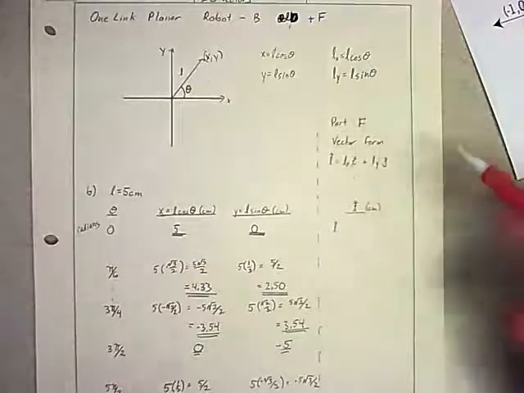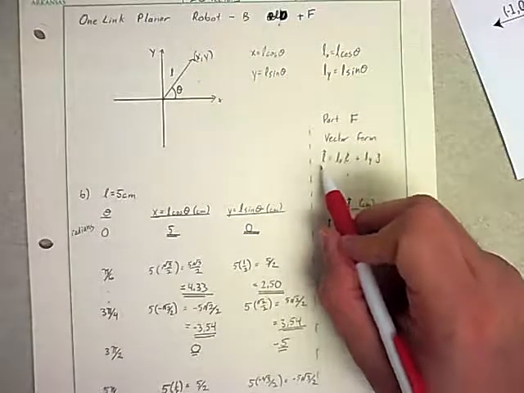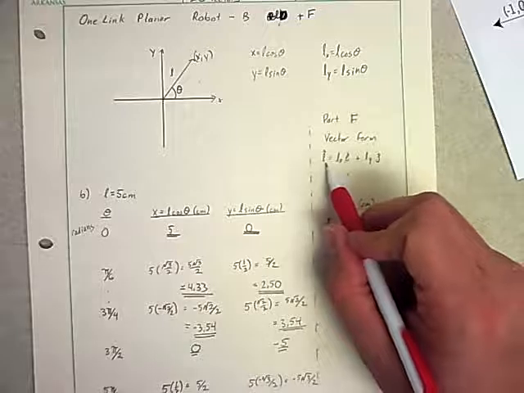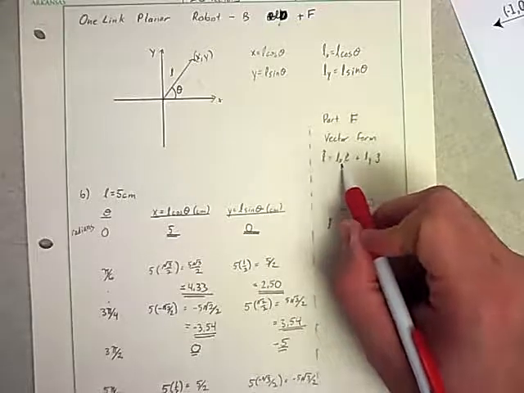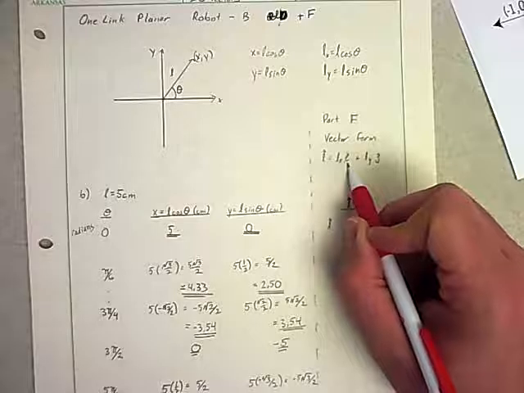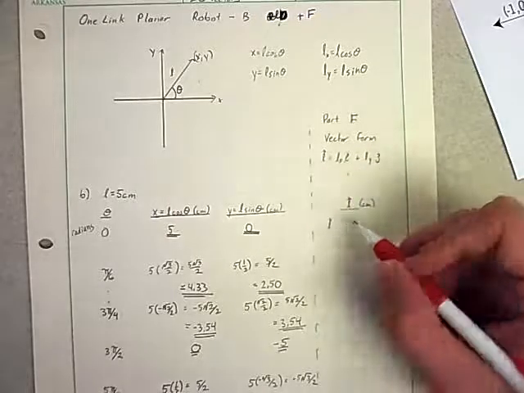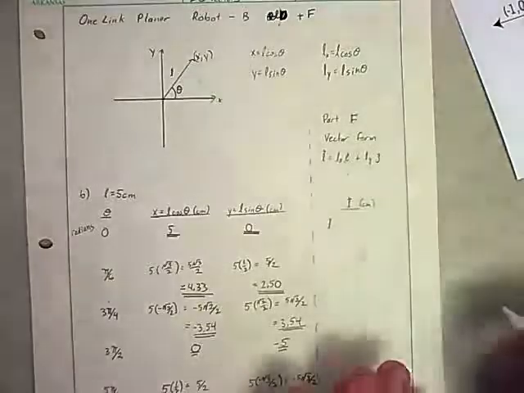Part F is to put in vector form. Remember, vector form is we write the vector L is the x component of L times the unit vector i plus the y component of L times the unit vector j. So we've already broken those down, so this should go pretty quickly.